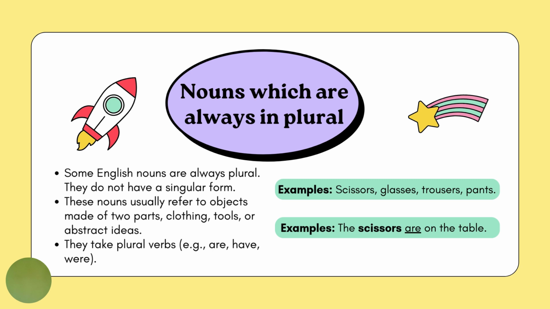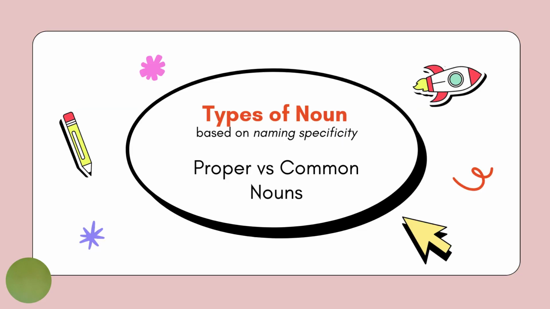So please remember. The next subtopic is types of nouns. There are a lot of types of nouns. However, the bases for dividing these types of noun are different. The first type of noun that I will explain to you is divided based on naming specificity. We call it proper and common nouns.